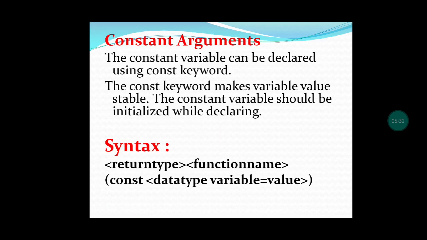Next we will see about constant arguments. In the function prototype we are giving arguments. Those arguments can be declared as constant by using the keyword const. What is meant by constant? The value will not be changed, that is, the value will be stable. So during the initialization part we can declare the variable as a constant variable using the keyword const. Here the syntax has been given: return type function name const, data type variable equal to value. So here the const keyword has been used before the data type variable.